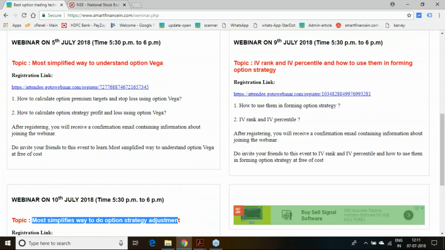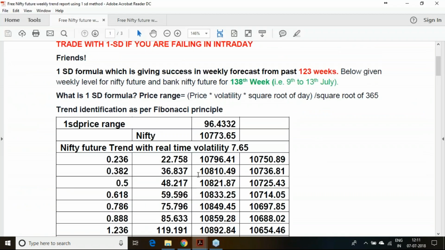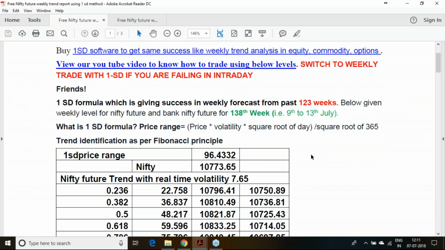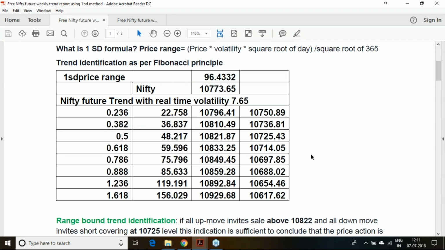And next week I will again meet you and I will validate how far my trend analysis is correct. Post 13th July, I will meet once again and explain how far this calculation that I have done is correct.